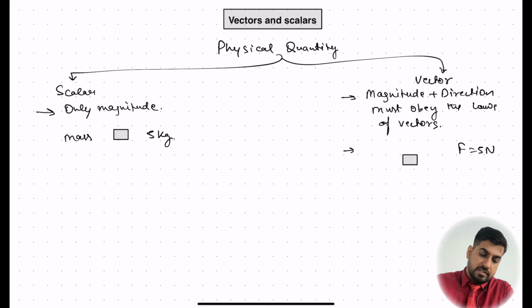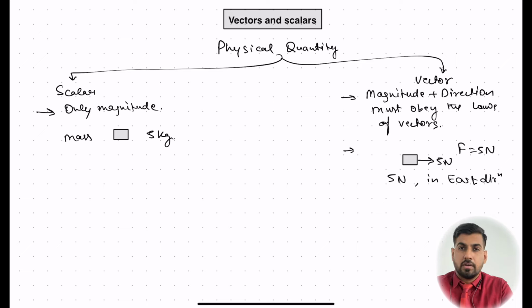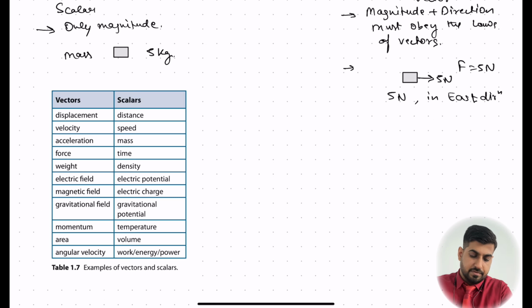For example, 5 Newton. I will write down that a 5 Newton force is acting on this object in the east direction, or towards the right-hand side, or plus x, whatever you can say, but it has to be mentioned. So this is the basic difference between scalars and vectors. You can categorize various quantities into scalars and vectors as you approach the syllabus. To give you a brief, these are your vector quantities and these are your scalar quantities. Displacement is a vector, distance is a scalar, and so on.